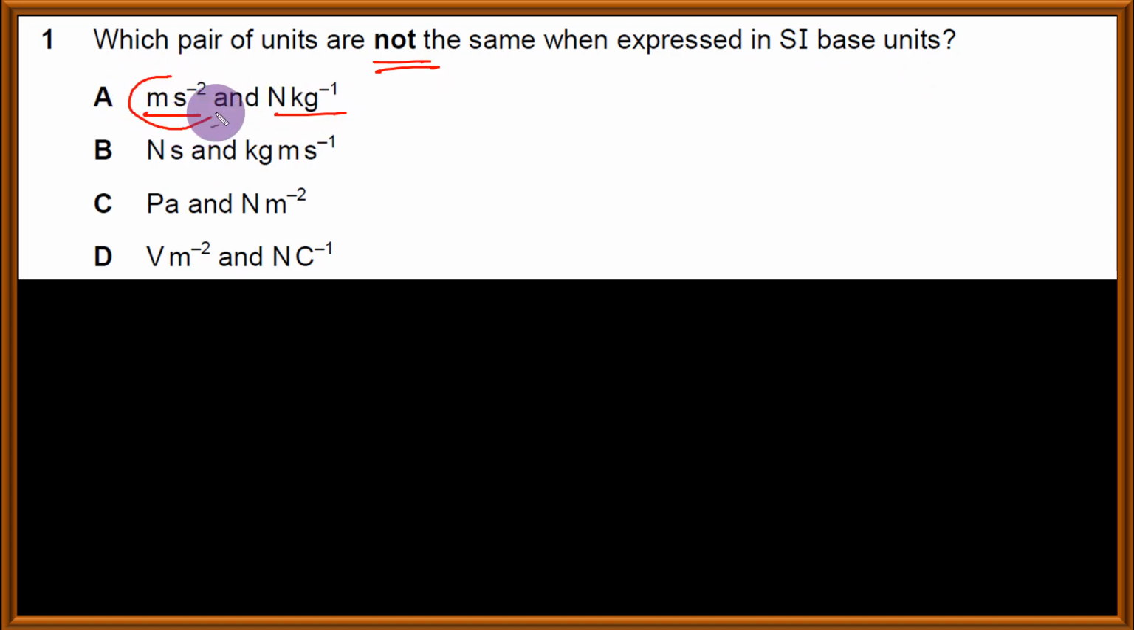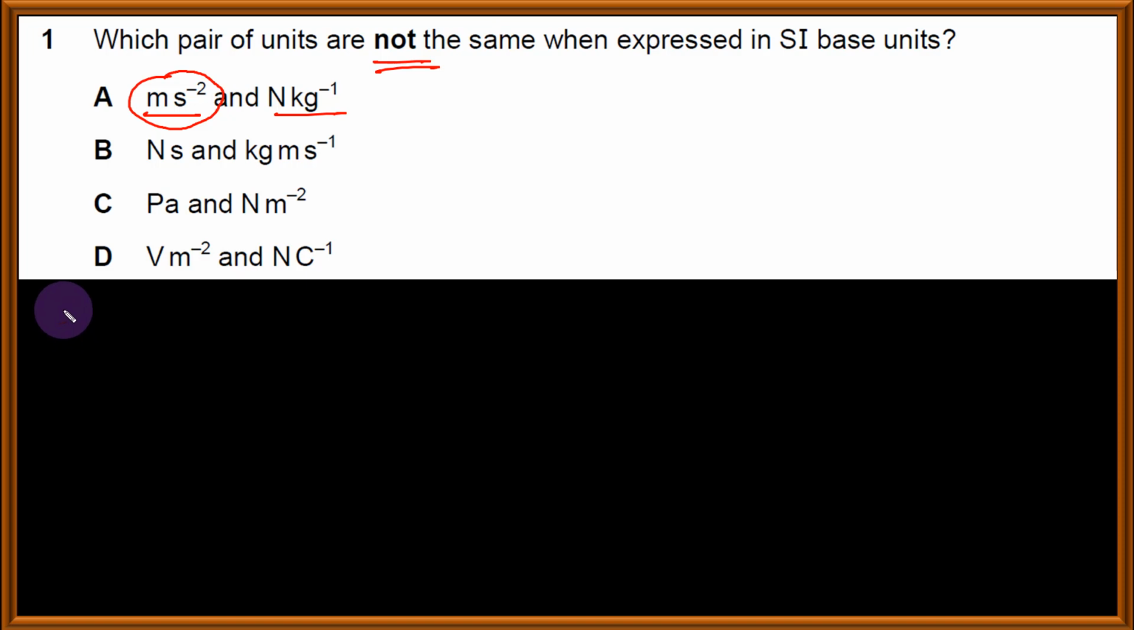This unit is already in SI base units because you can see every unit here is an SI base unit. Meter is the SI base unit of length. Second is the SI base unit of time. But when we come to the right, the only SI base unit here is the kilogram. The Newton is not. So we need to convert the Newton into an SI base unit.